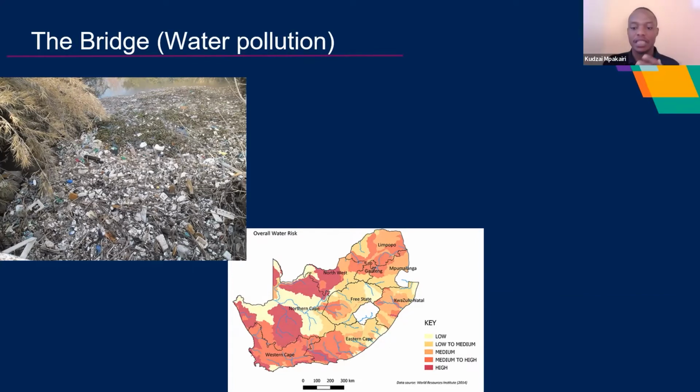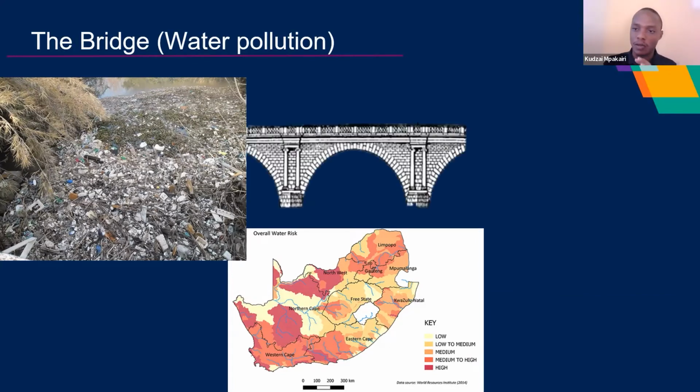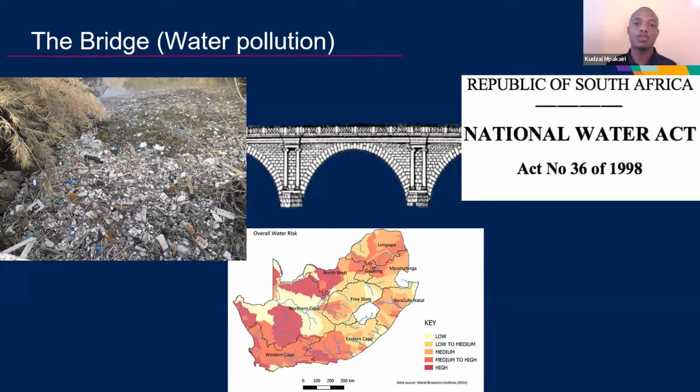And then by doing that, we create a pathway for the government to create policy, like the National Water Act of South Africa, which I think was put in place in 1998, but several amendments have been made to the act to make sure that water pollution is kept as minimal as we can.